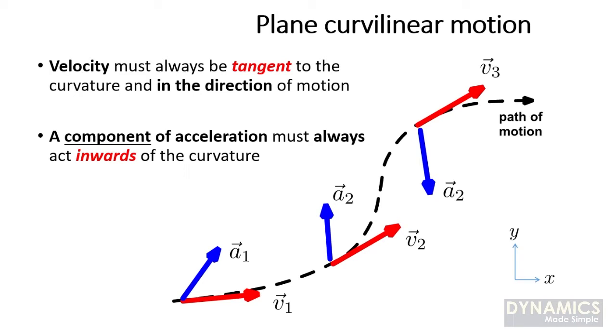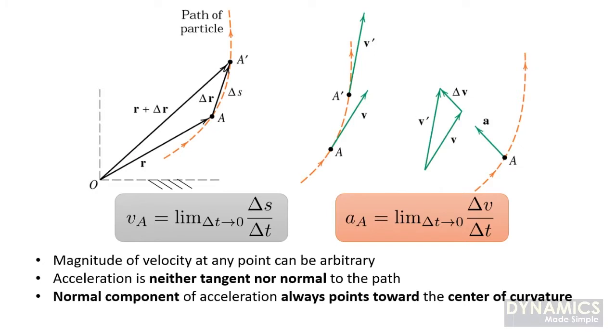The second observation is the component of acceleration always acts in the direction inwards to the curvature. This is the reason why the path of motion becomes a curved path. Magnitude of the acceleration may also differ at different locations on the path of motion. The previous two observations can be proved by examining these figures.